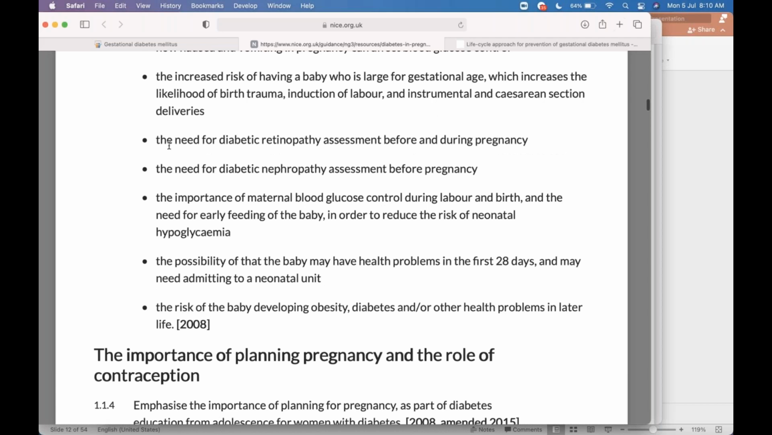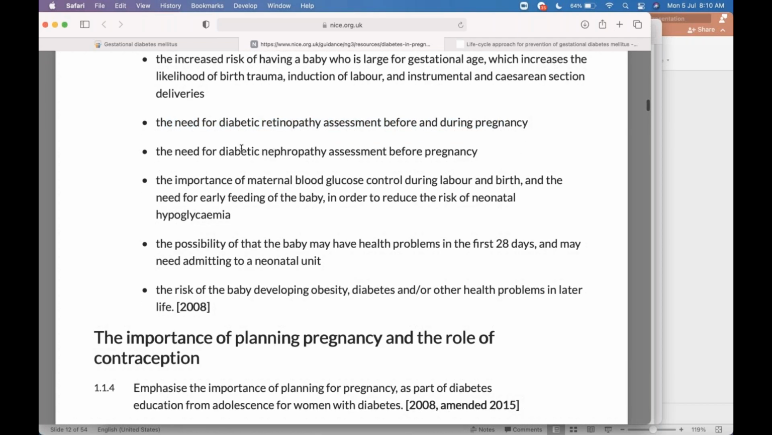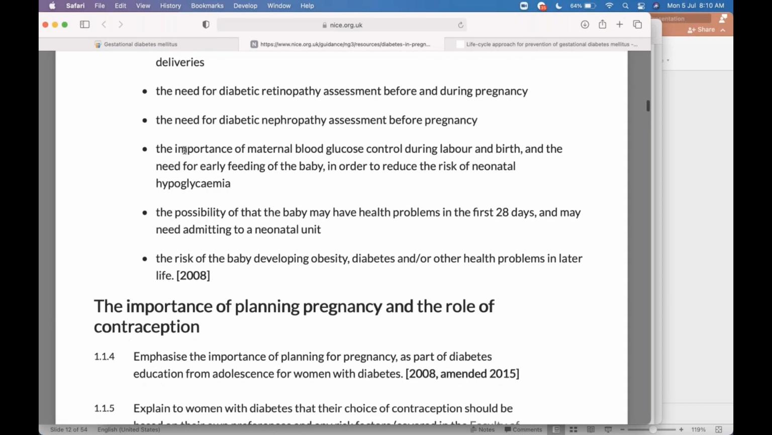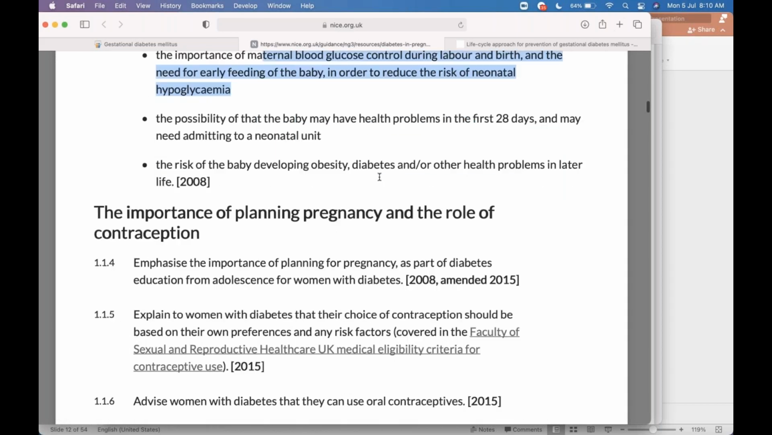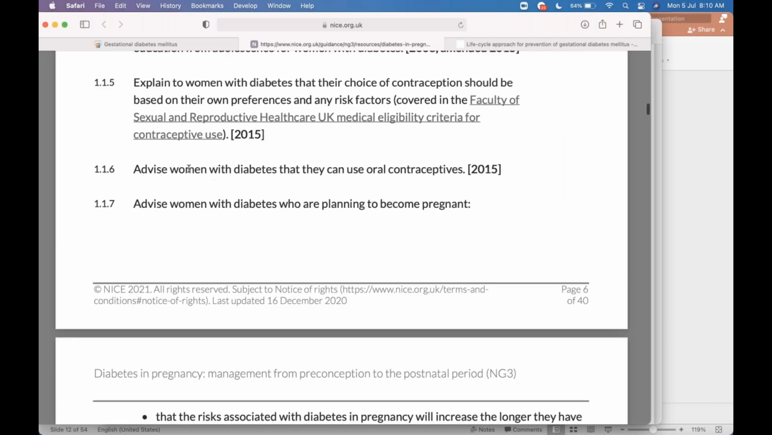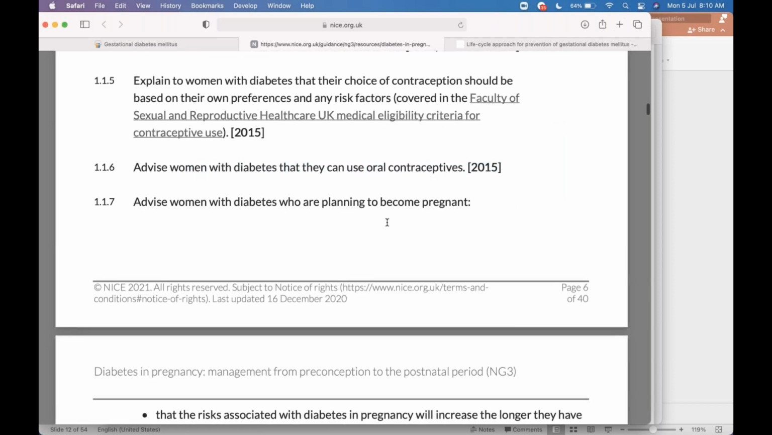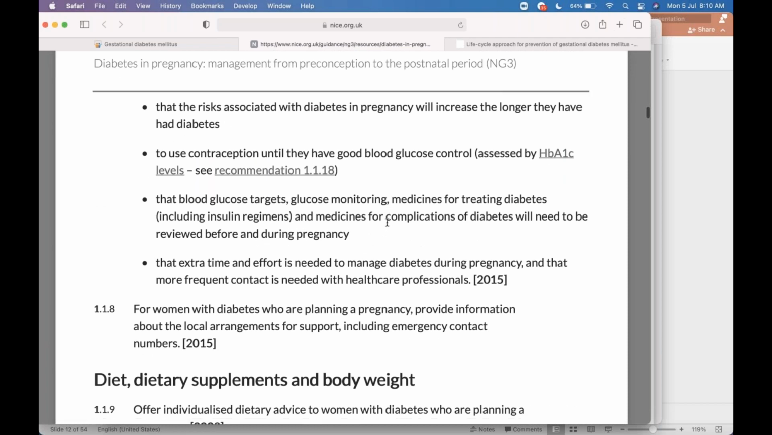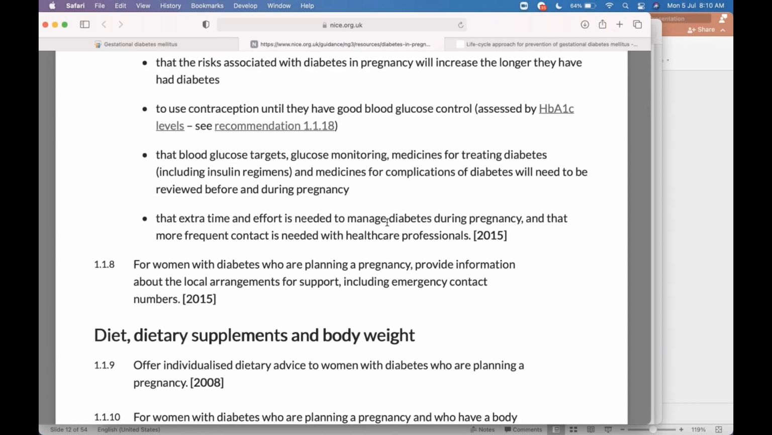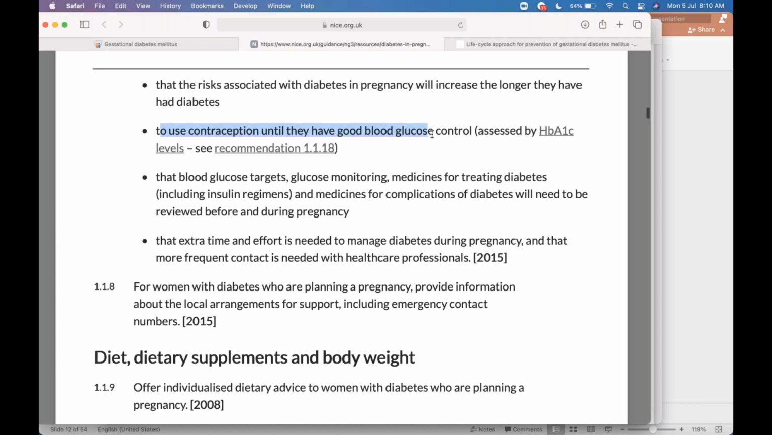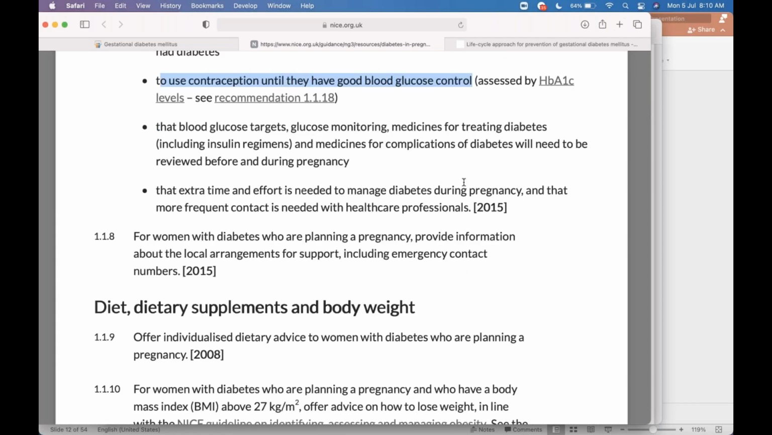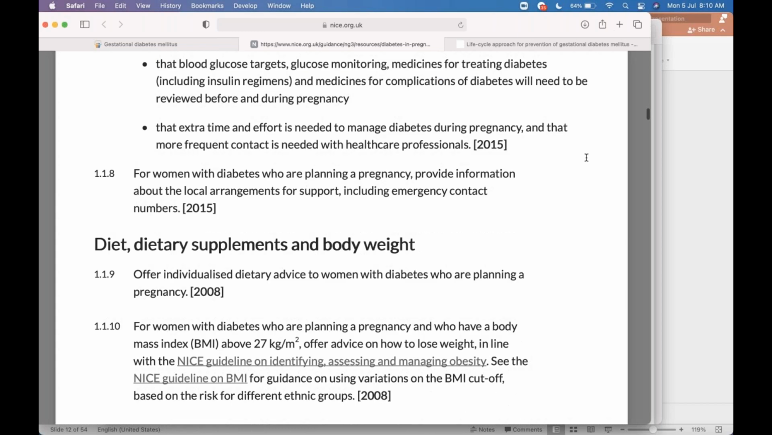Okay, and then, as I told you, diabetic retinopathy needs to be assessed before and during pregnancy. Nephropathy needs to be assessed. These are all for the cases where she has diabetes prior to pregnancy. And then the maternal glucose control has to be there. If she is planning a pregnancy, she has to use contraception until she has good glucose control. As we told, she has to have good glucose control, and HbA1c has to be less than 6.5.